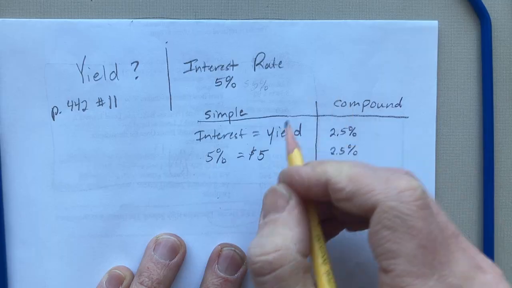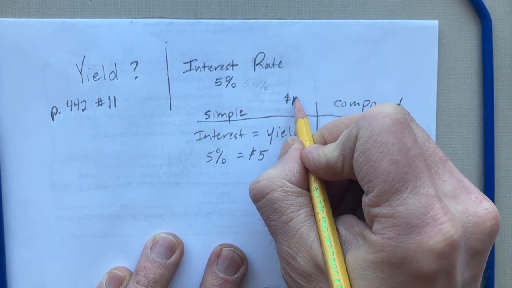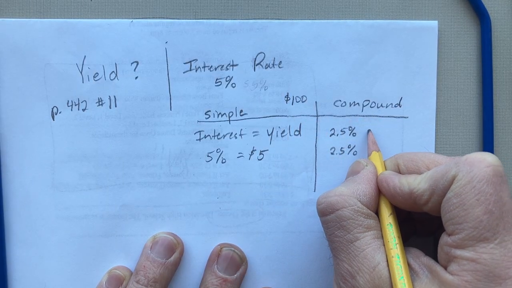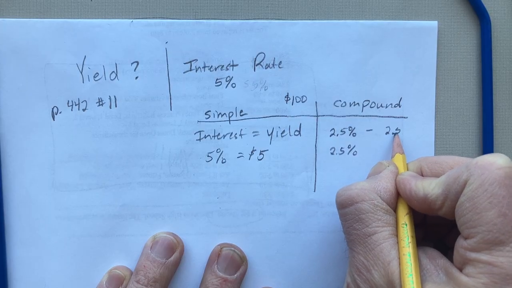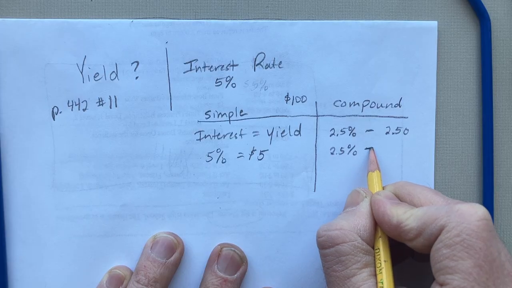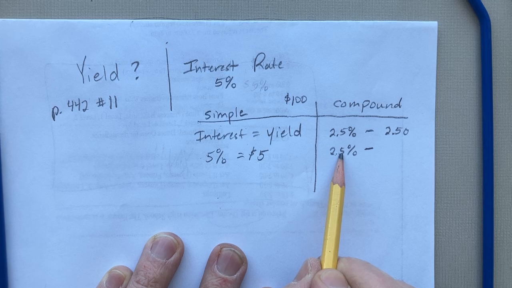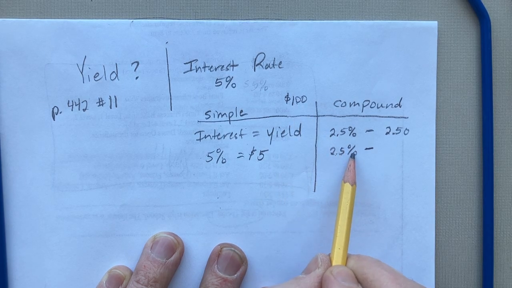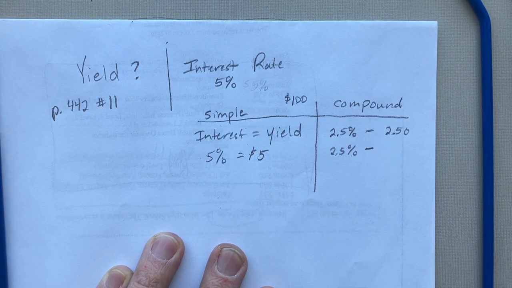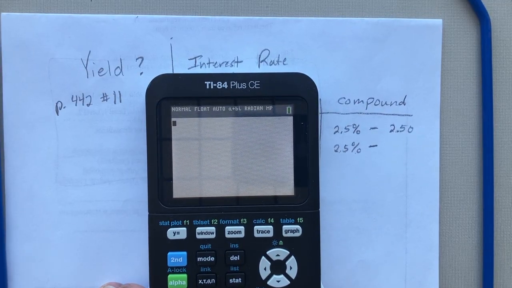So what does this mean? Halfway through the year, on our $100, so $100 invested at simple interest gives us $5. For compound interest, we'll get $2.50 the first time. The second time, at the end of the year, because we're compounding, we're not taking 2.5% of $100, but we're taking 2.5% of $100 plus the $2.50 we made. This isn't a calculation I can do in my head, so I'm going to use the calculator.